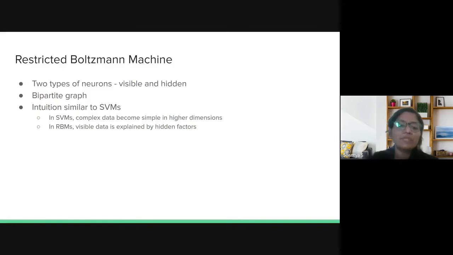There is intuition similar to support vector machines. In support vector machine, complex data becomes simple in higher dimensions. So something that was quadratic in your current dimension, in higher dimension will become linear. Similarly, in restricted Boltzmann machine, what we say is that the visible data is explained by hidden factors. This notion of hidden factors, hidden nodes, also comes in Bayesian learning, which you might have seen in your machine learning course.